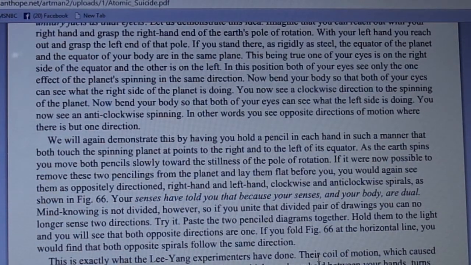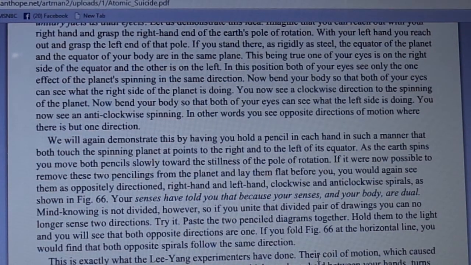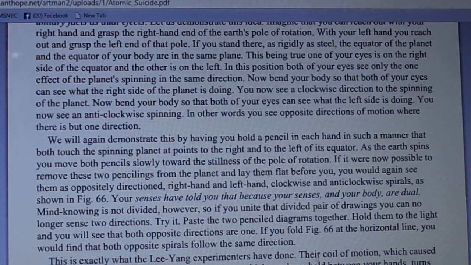Your senses have told you that because your senses and your body are dual. Mind knowing is not divided, however, so if you unite that divided pair of drawings, you can no longer sense two directions. Try it. Paste the two pencil diagrams together. Hold them to the light and you will see that both opposite directions are one. If you fold Figure 66 at the horizontal line, you would find that both opposite spirals follow the same direction.